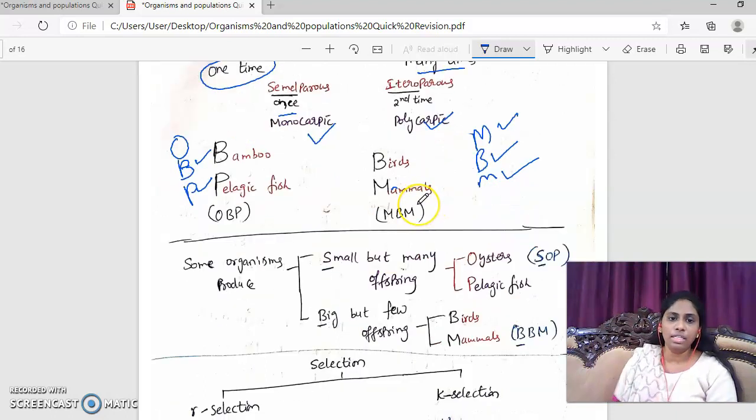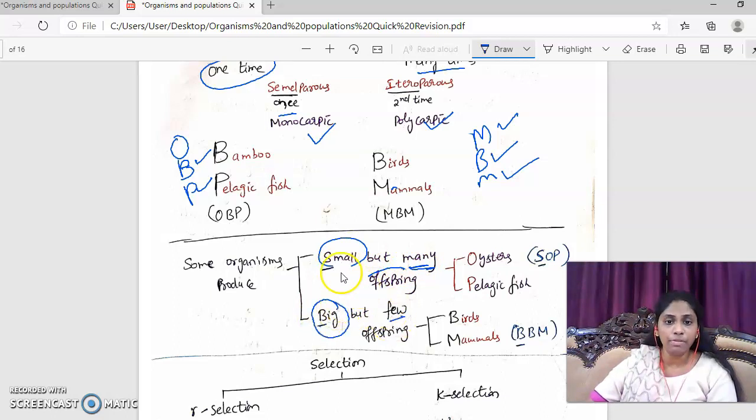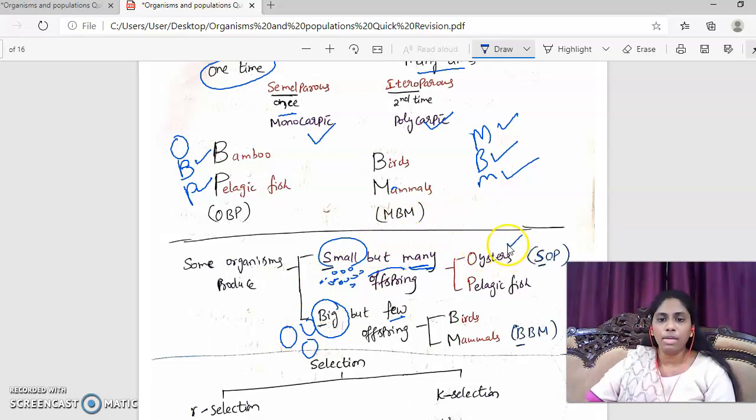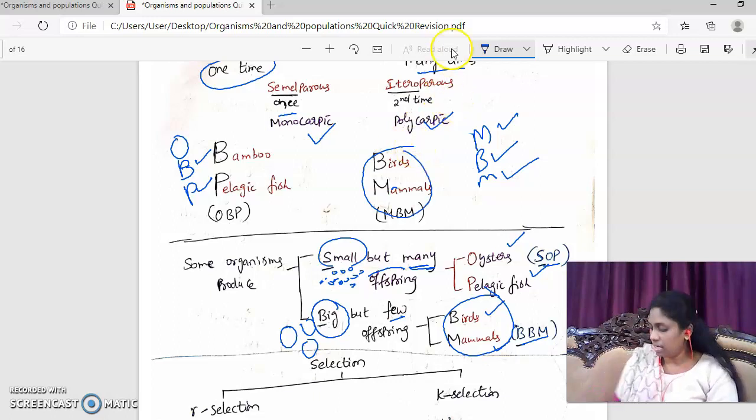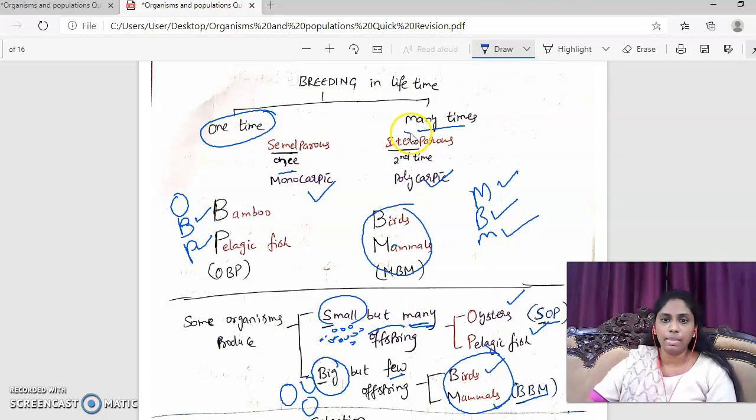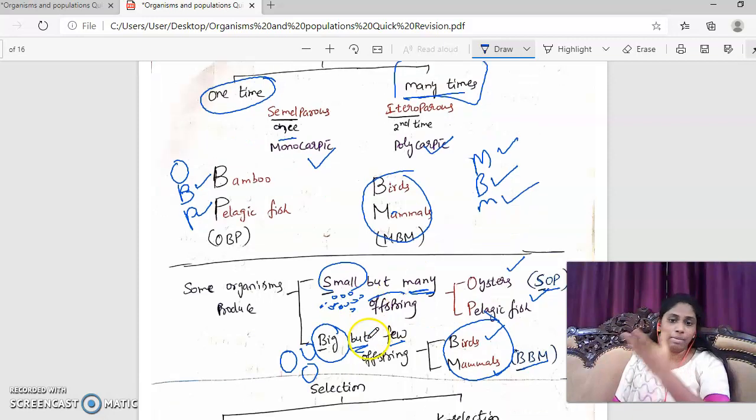Now still, if you go down and see, some organisms produce offsprings which are small but many, and in the other case some organisms produce offsprings that are big but few. So these are small offsprings and many, and these are big offsprings and only few. Small but many, you have oysters and pelagic fish, and big but few you have birds and mammals. Birds and mammals are many-time breeders, and they produce big but few offsprings. One best example is ostrich, other example is you and I.